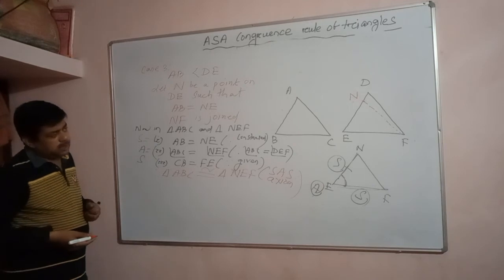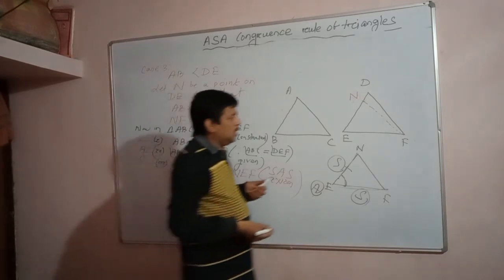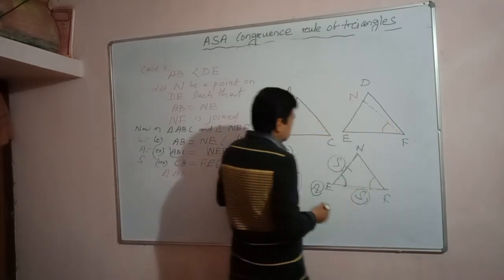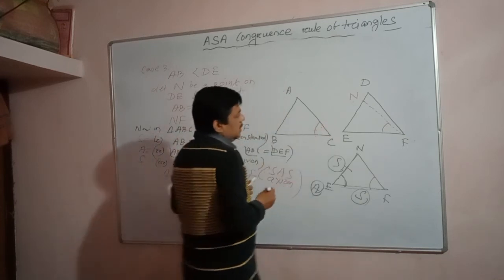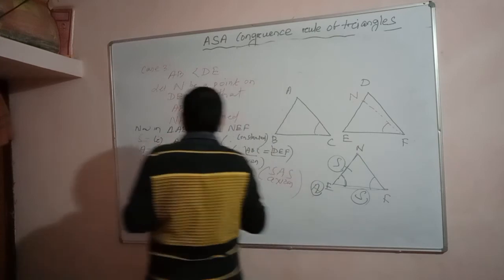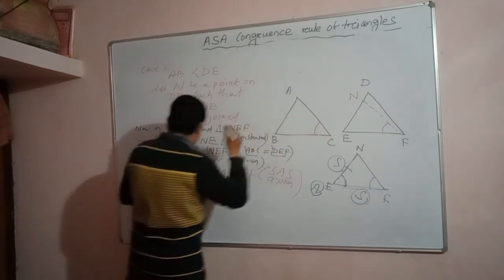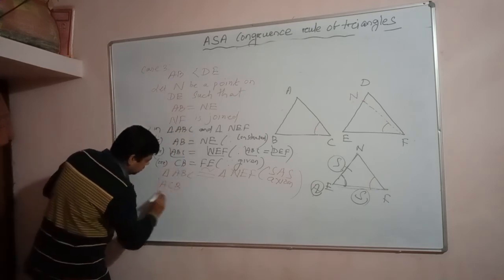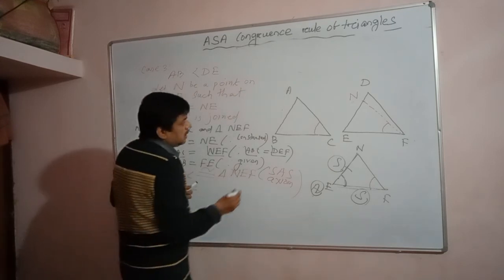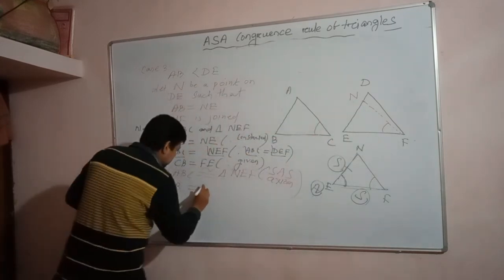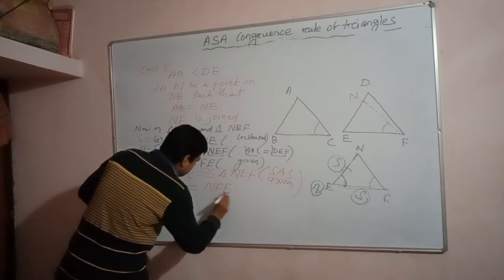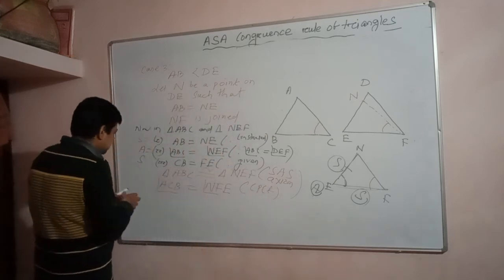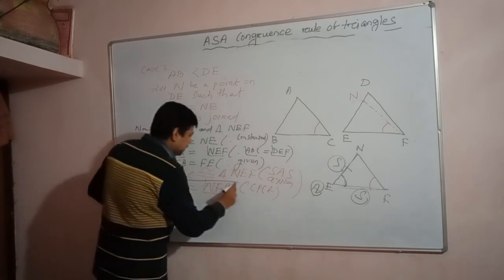So if the two triangles are congruent, accordingly their corresponding angles are equal. So this angle must be equal to this angle. It means angle NFE equals angle ACB. Angle ACB is equal to which angle? Angle NFE, by corresponding parts of congruent triangles, CPCT. Did you get it? Okay. This is the corresponding part of congruent triangles.